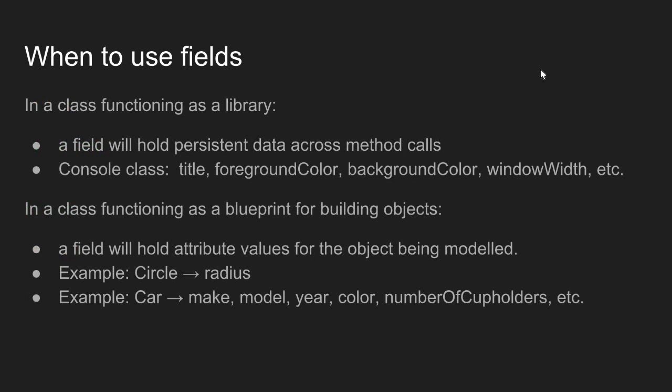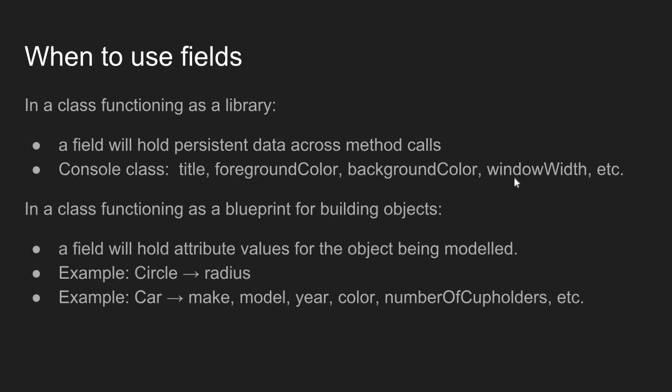All right, when would we use a field variable? Well, if we were building a class to function as a library of static methods, a field could be a variable that holds persistent data across multiple method calls. So what are some examples of this? Well, the Console class has some values that you can save inside the Console class. For example, you can save the title value of the console, the foreground and background color, the width and height of the console window itself, etc.